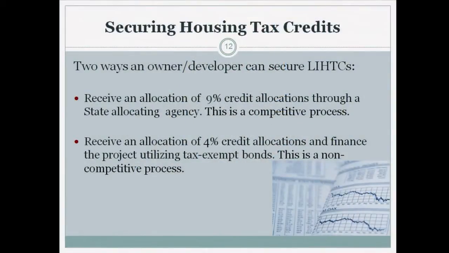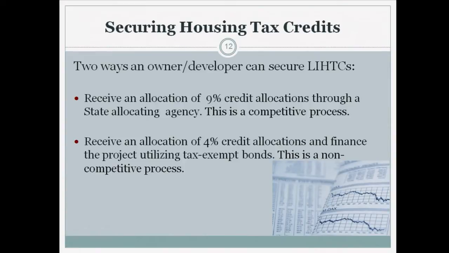Let's talk about securing tax credits. There are two ways in which you can get tax credits. We have two types of tax credits we discuss. One is called the 9% tax credit, and the other is called the 4% tax credit. So a 9% tax credit, if you do simple math, is going to be a higher amount of tax credit equity. These are allocated on a state-by-state basis, with the exception of a couple cities that also have allocations separate from the state.